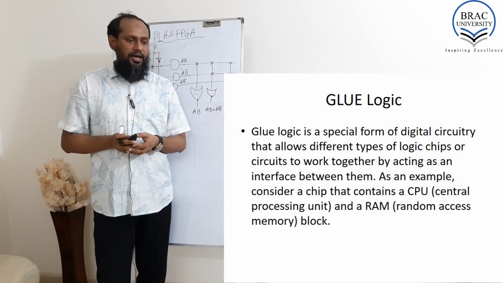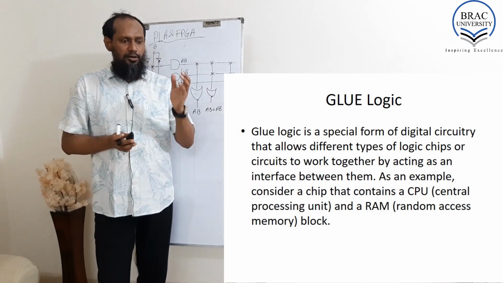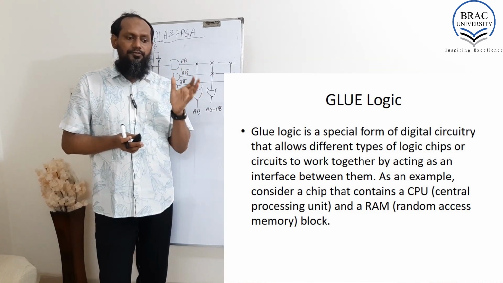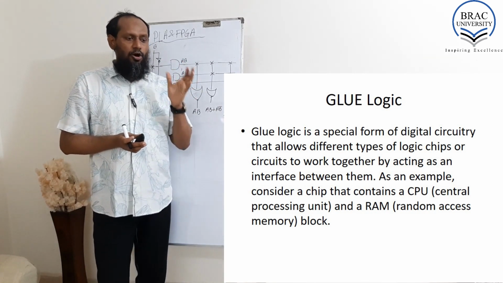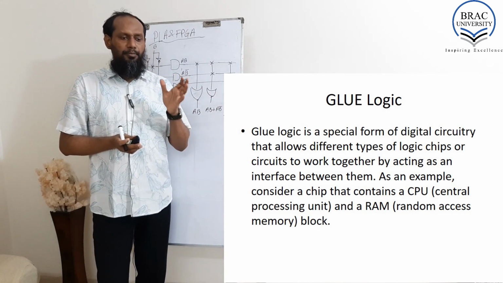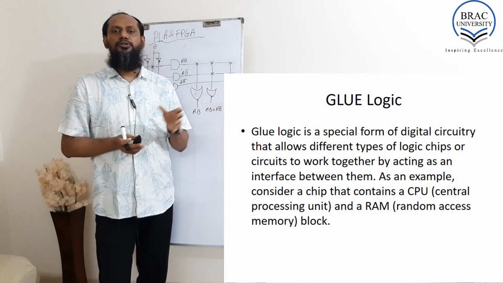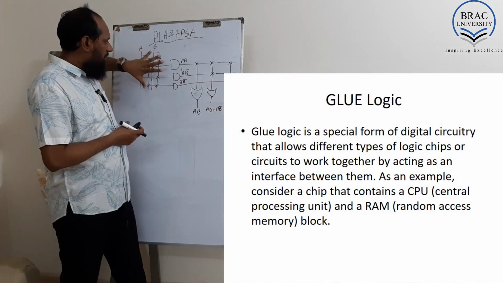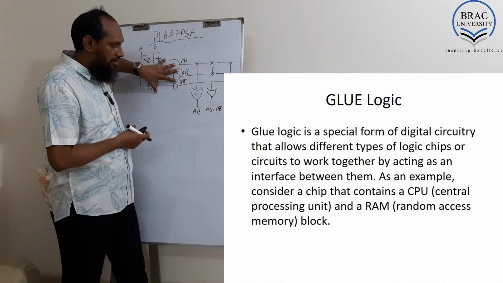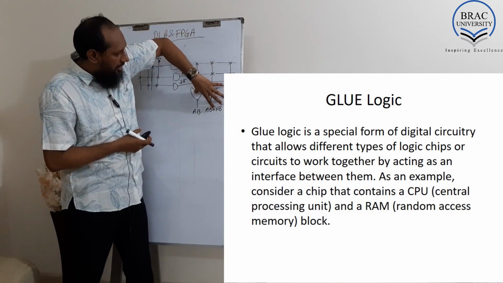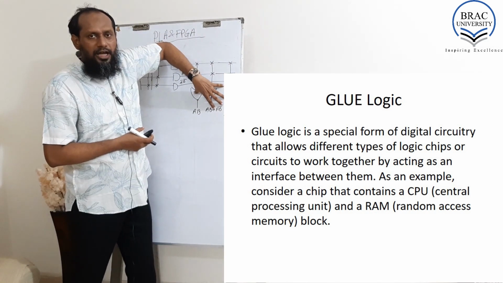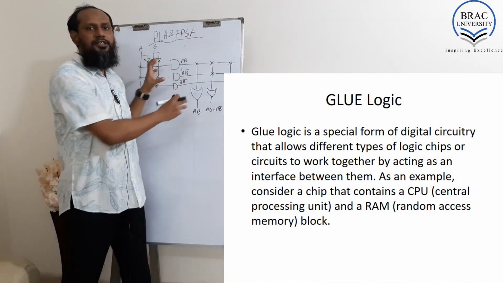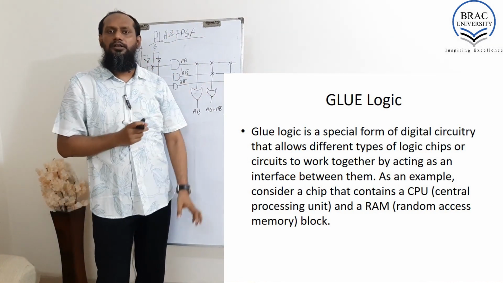So if we read the definition, glue logic is a special form of digital circuitry that allows different type of logic chip or circuits to work together by acting as an interface between them. So in this example, we used an AND gate type of logic circuit with an OR type of logic circuit, and these are the interfacing between these two. So these type of circuits are called glue logic.